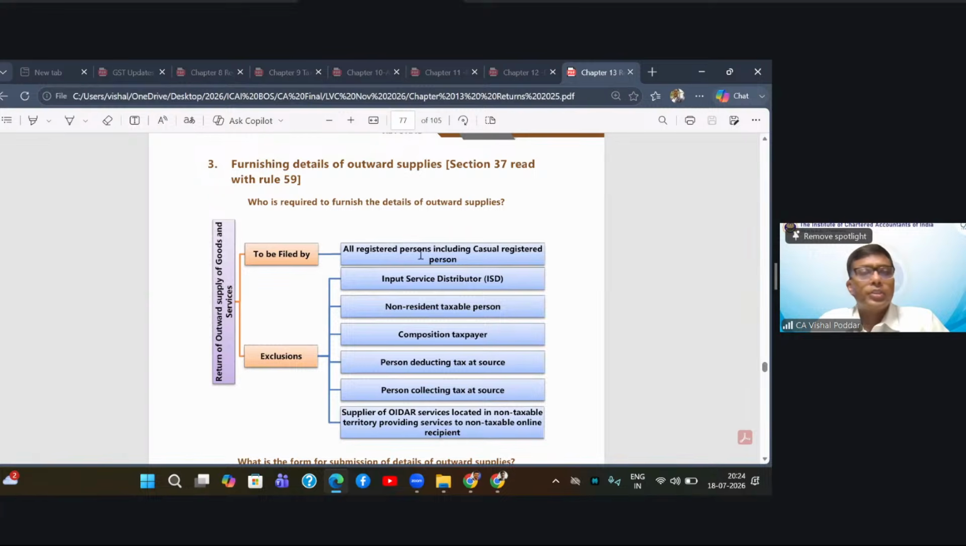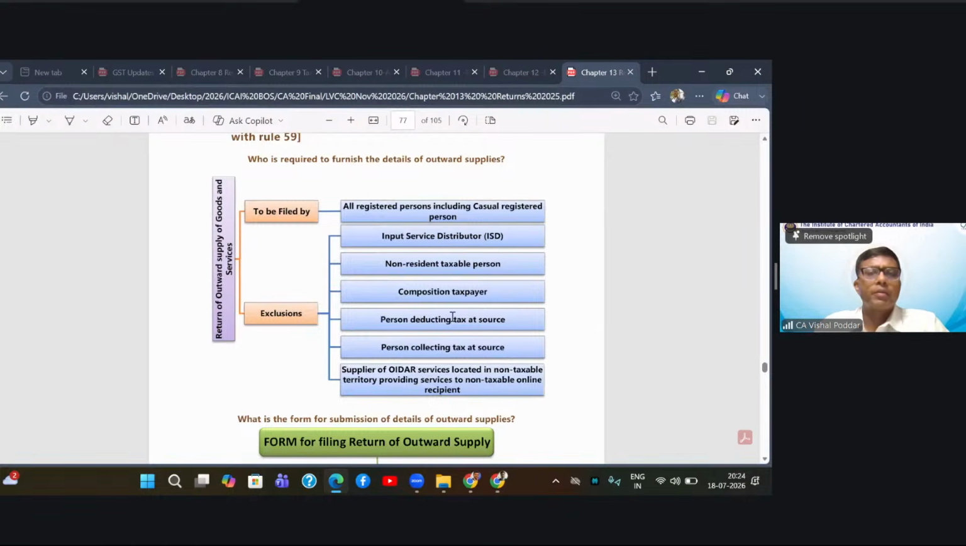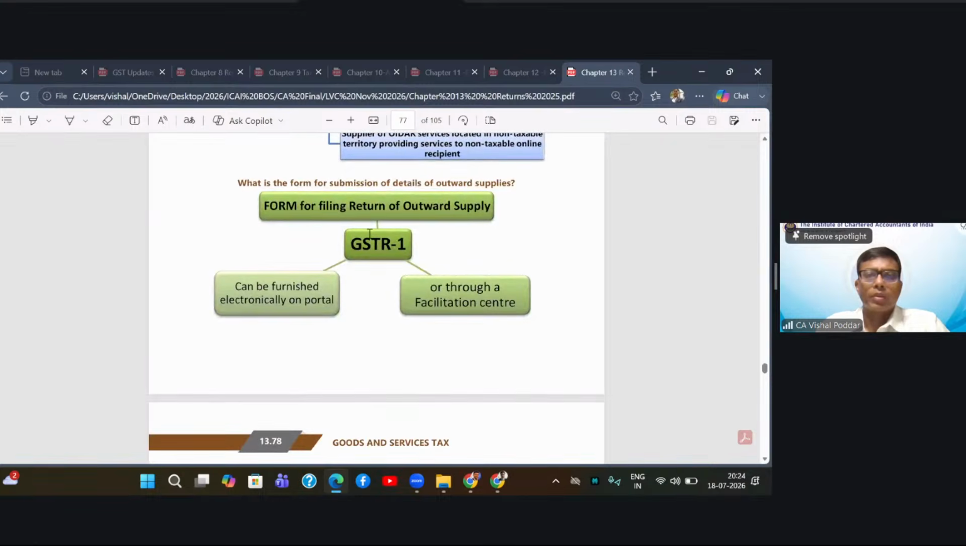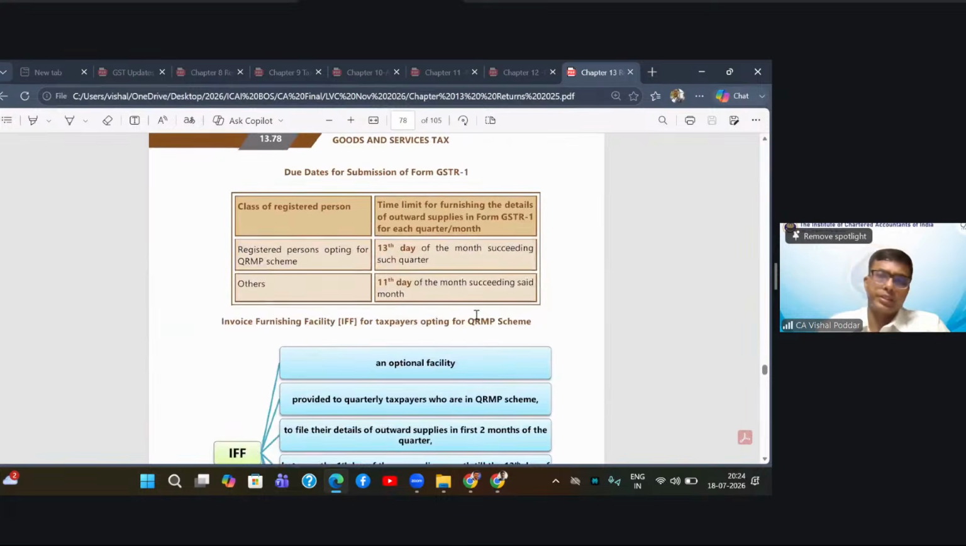Now, this GSTR1, which is the outward return or the sales return, has to be filed by all registered persons, including the composition dealer, person deducting tax at source, person collecting tax at source, and the supplier of auditor services. So these people are excluded. Now, the form is GSTR1 and it can be furnished electronically on the portal or through the facilitation center.